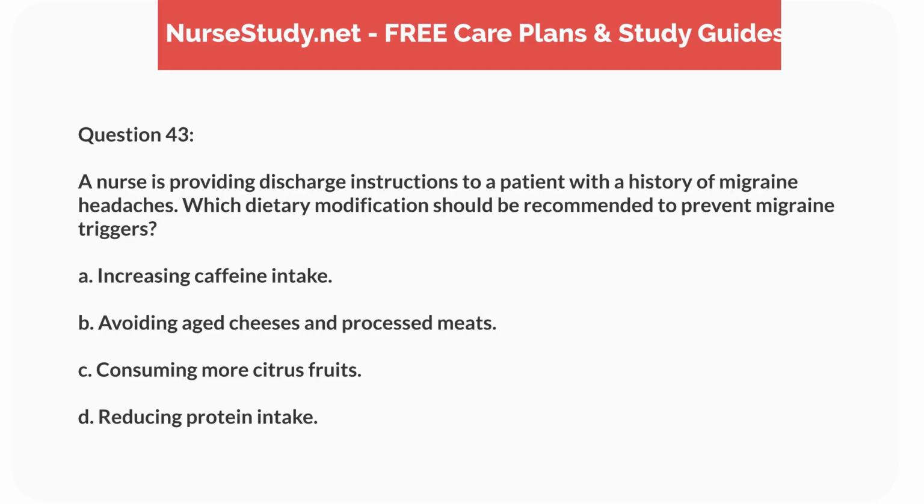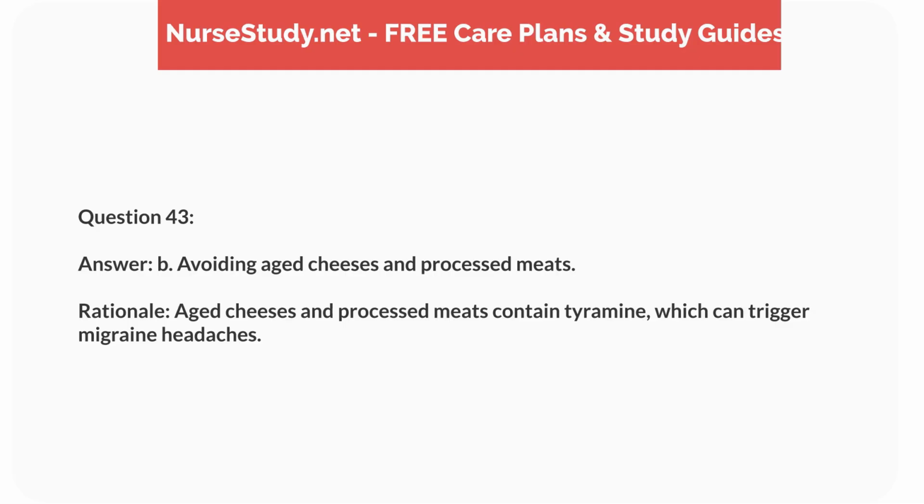Question 43. A nurse is providing discharge instructions to a patient with a history of migraine headaches. Which dietary modification should be recommended to prevent migraine triggers? A. Increasing caffeine intake. B. Avoiding aged cheeses and processed meats. C. Consuming more citrus fruits. D. Reducing protein intake. Answer: B. Avoiding aged cheeses and processed meats. Rationale: aged cheeses and processed meats contain tyramine, which can trigger migraine headaches.